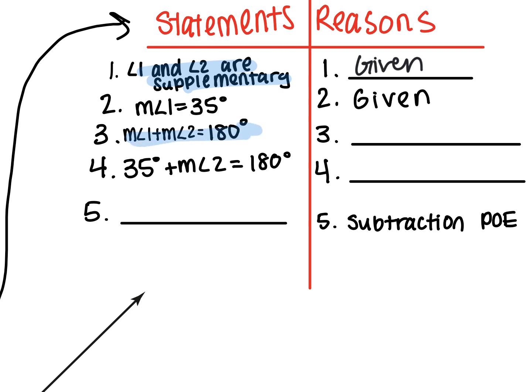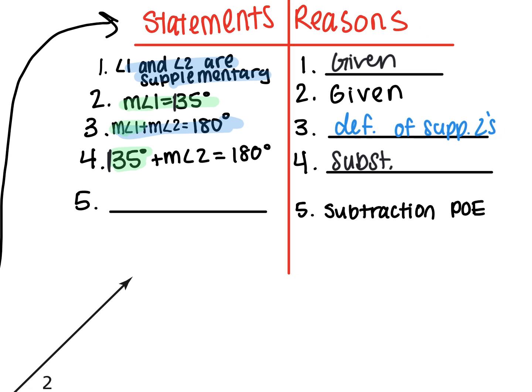So good, this one's definition of supplementary angles, because I'm dealing with angles. And then step 4. Good, what am I substituting? The measure of angle 1. Let me grab a highlighter. The measure of angle 1. And I'm plugging it in for the measure of angle 1. It should actually be 135. It's just written wrong. So this is substitution.